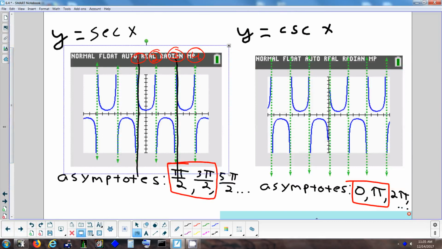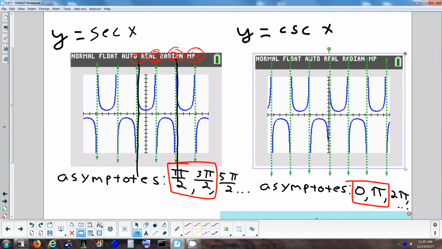Just as an example, look at the U shape here. The U crosses right through the y-axis. The y-axis splits the U in half. The y-axis does not split the U in half there. So the difference between secant and cosecant is kind of like if you take secant and bump it to the right a little bit, or to the left, then it would look like cosecant. And when I say bump it, I mean 90 degrees. If you shifted everything here 90 degrees one way, it would look like the other graph.